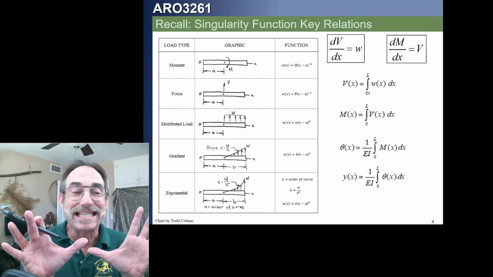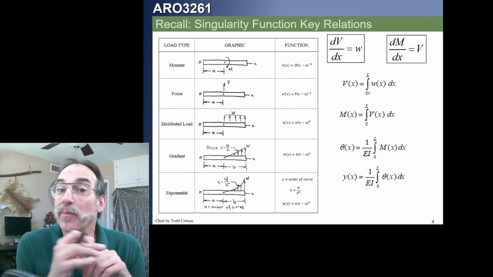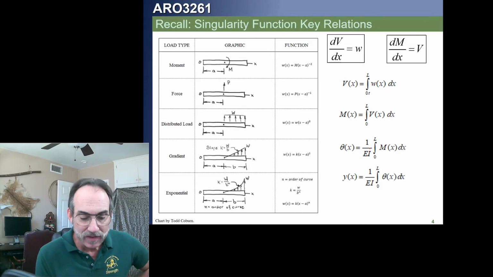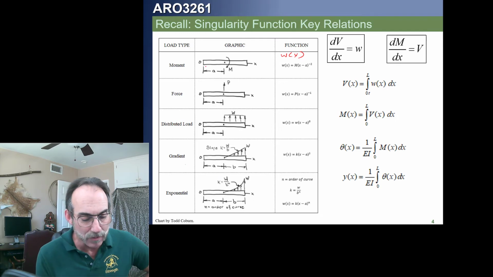We found last time that the key to analyzing slopes and deflections, and actually some of the more complicated shear and moment functions, is this table where we see how to characterize the loading function of a moment, of a force, of a distributed load, gradient, or exponent. Once again, this is the loading function, which we're calling W of x. W of x for a moment has this form. This is defined as a positive moment, and it has an exponent of minus 2.